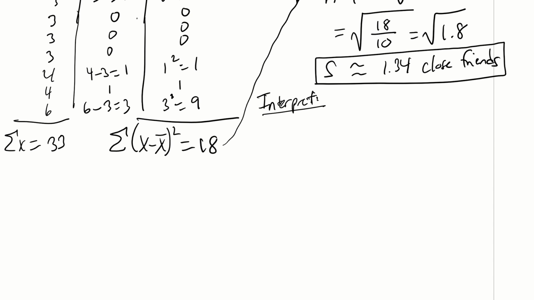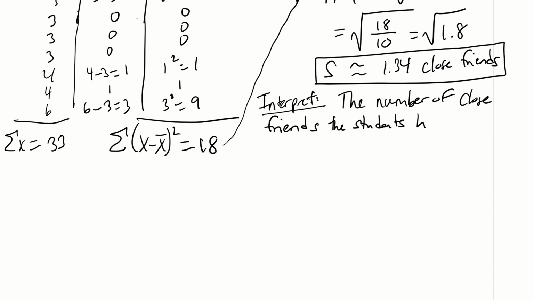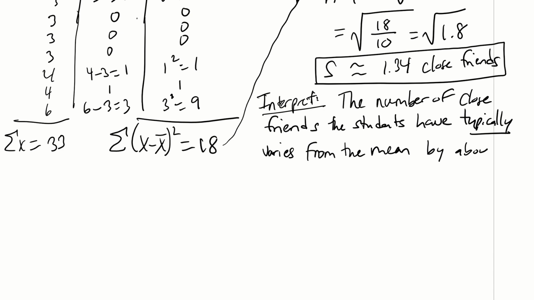So that means that the number of close friends that these students typically have changes or varies from the average by 1.34. Okay, so that's what it means. So the number of close friends the students have typically varies from the mean by about 1.34 close friends.